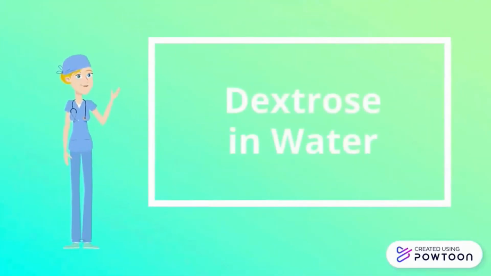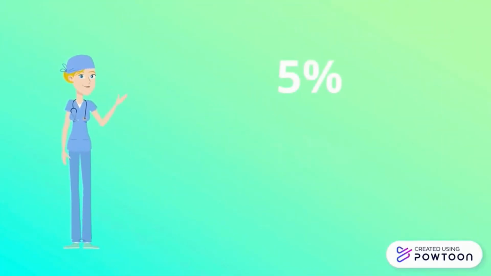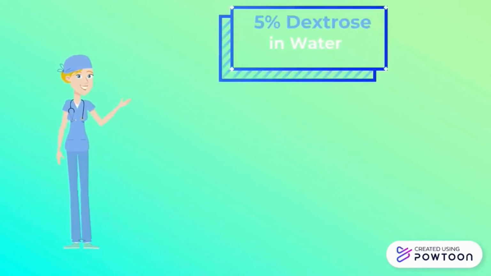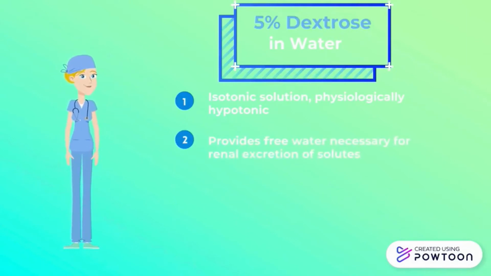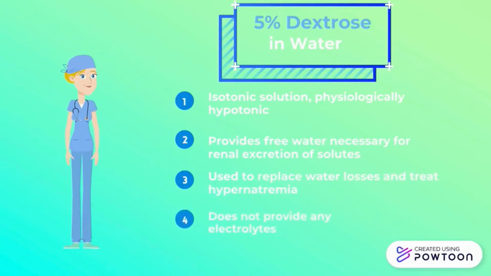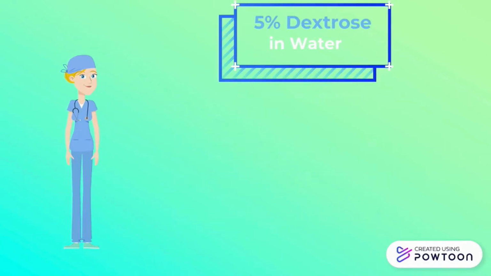Dextrose in water comes in concentrations of 5% and 10%. 5% is an isotonic solution but physiologically hypotonic. It has a glucose content of 50 grams per liter and provides free water necessary for renal excretion of solutes. It's used to replace water losses and treat hypernatremia, but does not contain electrolytes.